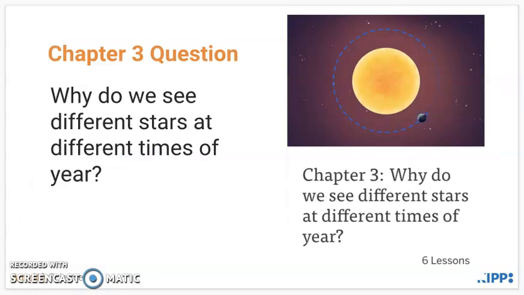In Chapter 3, students begin to investigate why we see different stars and constellations in the sky at different times of the year. They will investigate Earth's orbit to show that Earth's position in its orbit determines what stars we see.